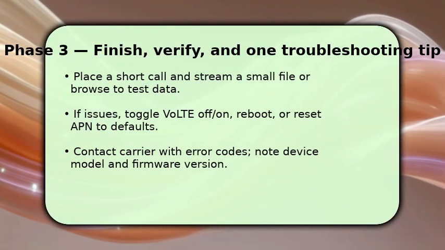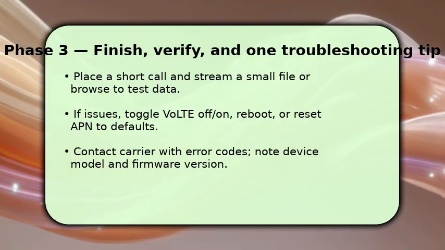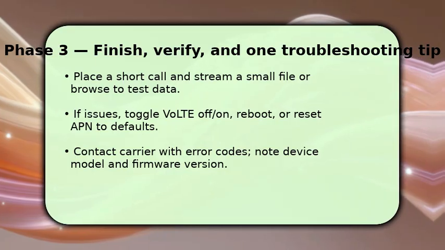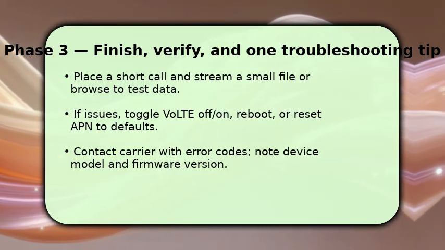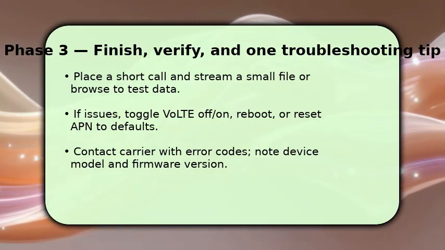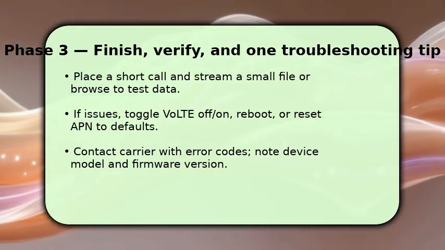Place a short call and simultaneously load a web page or stream a small audio clip. Observe whether data continues. If not, toggle VoLTE LTE or Enhanced 4G off and on, reboot the phone, then retest. If that fails, reset APN settings to defaults and try again.